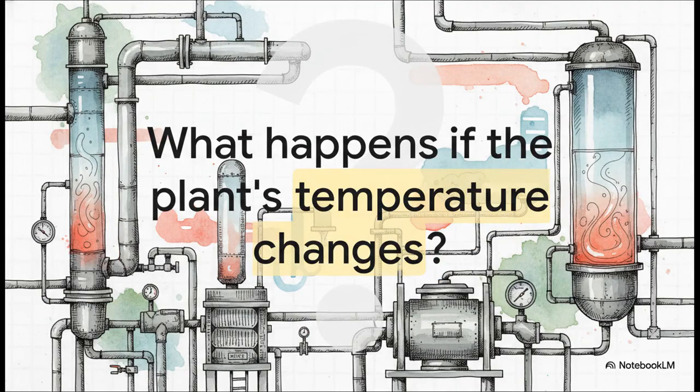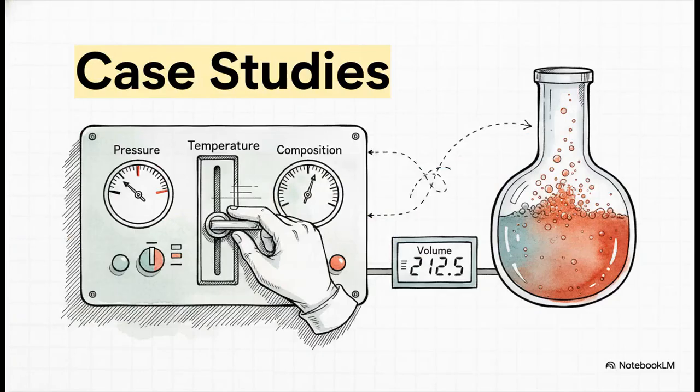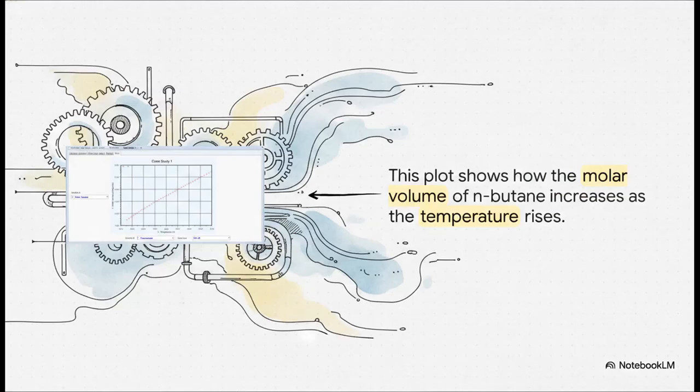But what happens if things change? Like, what if the temperature in the plant isn't always the same? For that, HYSYS has a feature called case studies to analyze exactly these kinds of scenarios. And look at this plot. It shows exactly how the volume increases as temperature goes up.